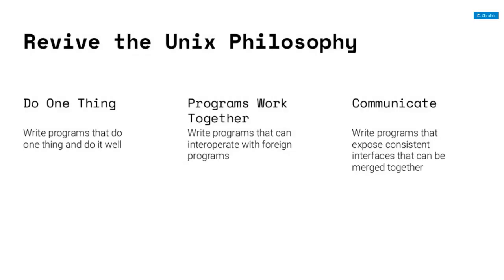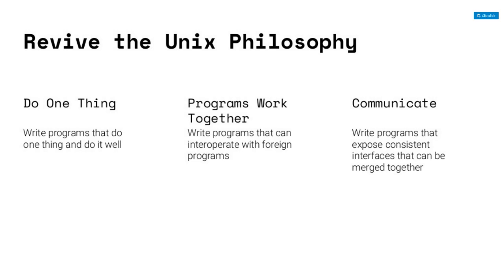So I want to revive the Unix philosophy. The first two things are basically unchanged. We do one thing, program does one thing and does it well. Next, programs work together. Programs need to be written in such a way that they can communicate with one another in a completely standard way.